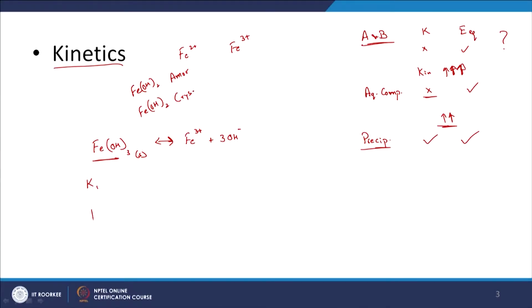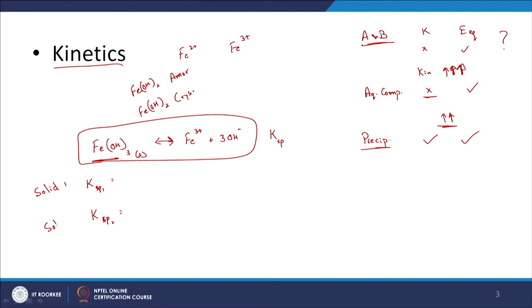Let us say K1 for one type of solid, K2 for solid type 2, and so on. It is the solubility product. Precipitation dissolution reactions are usually written as the solid dissolving into the relevant cations and anions, and the equilibrium constant we call the solubility product. So Ksp1 and Ksp2 for solid 1 and solid 2. Ksp1 is equal to the activity of Fe3+ times the activity of OH- cubed, divided by the activity of the solid, which, as you know, is 1.